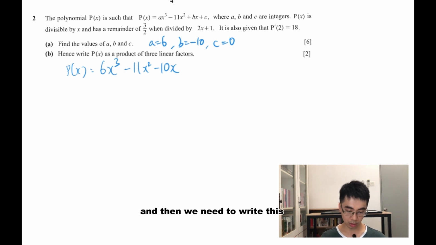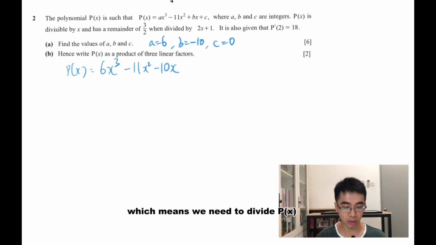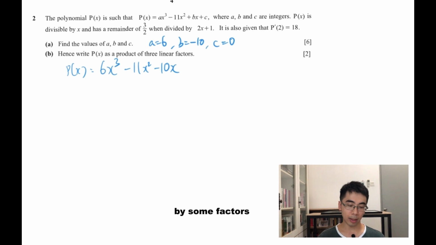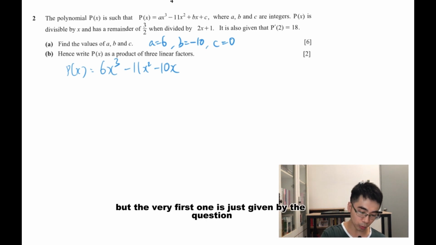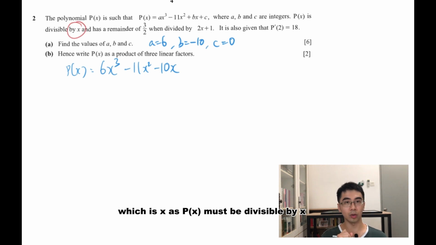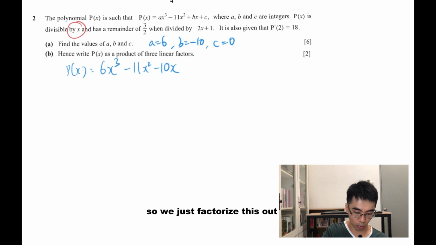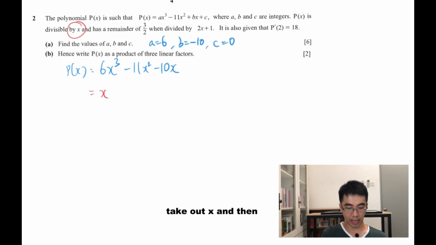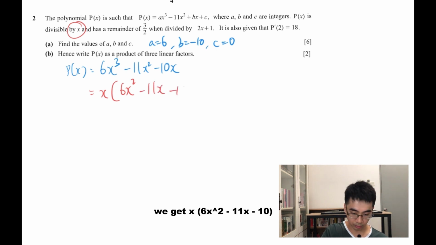And then we need to write this as a product of three linear factors, which means we need to divide this p of x by some factor. But the very first one is just given by the question, which is x. Or it must be divisible by x. So we just factorize this out. So we take out the x, and then we got 6x squared minus 11x and minus 10.